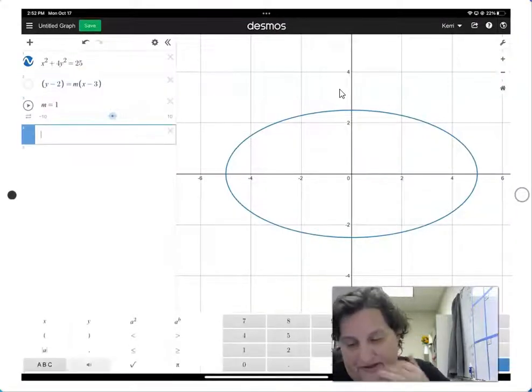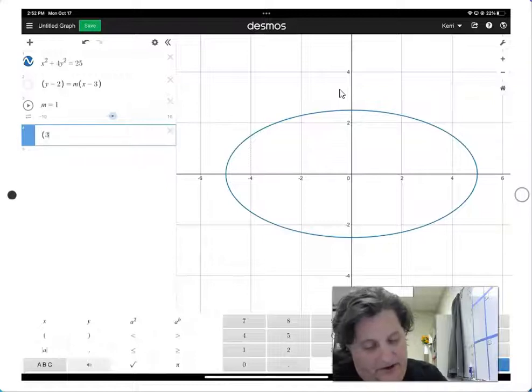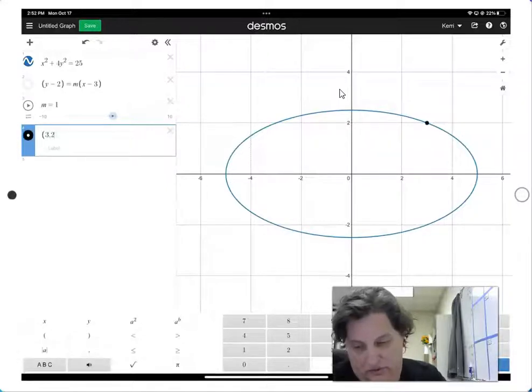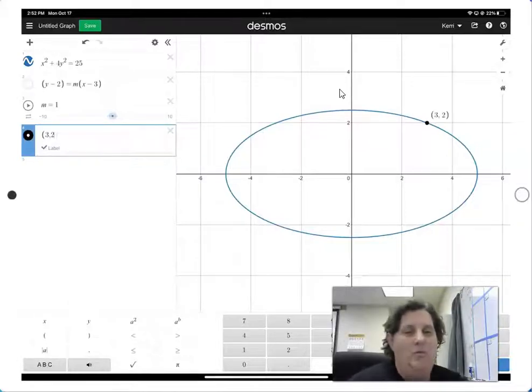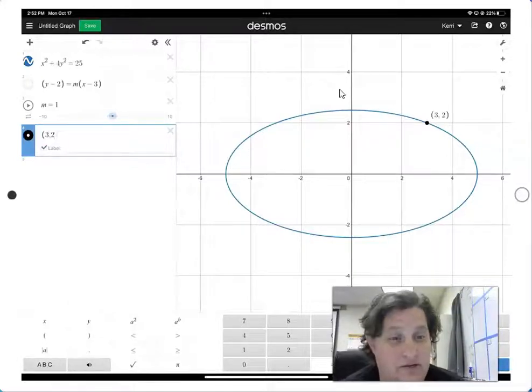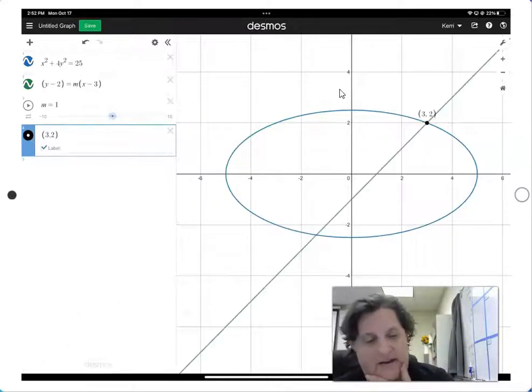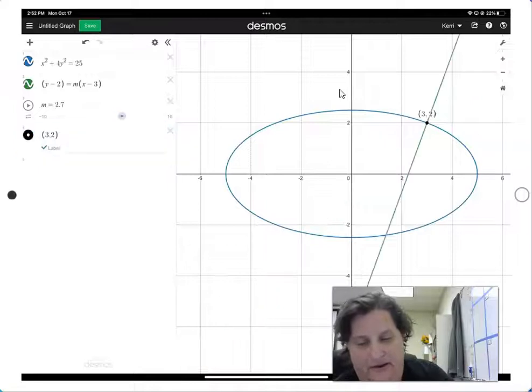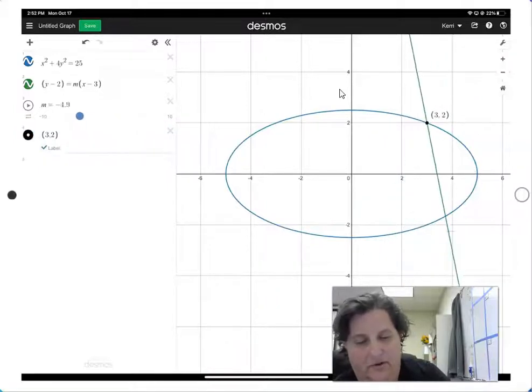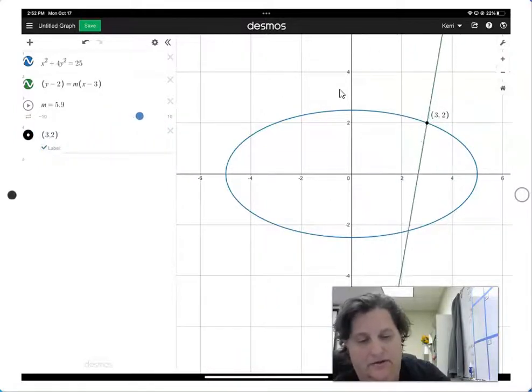There's a point on this ellipse. It's the point (3, 2). Go ahead and label that point right there. I want to find the equation of the tangent line that goes through that point. So I went ahead and set up the equation of a tangent line here. I don't know what m is though. As I go around with m, you can see how I'm going to make this tangent line.